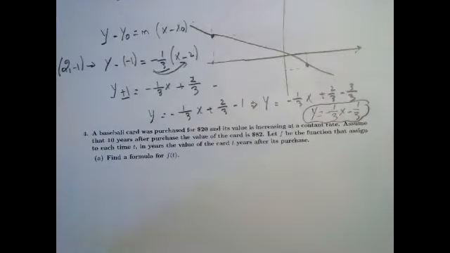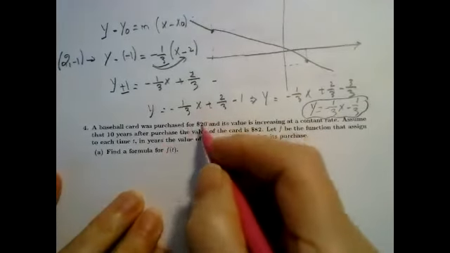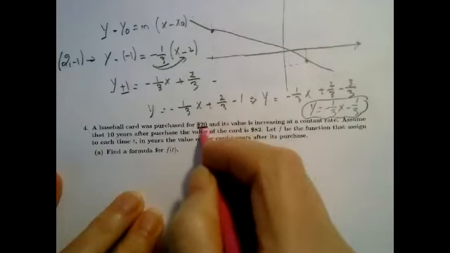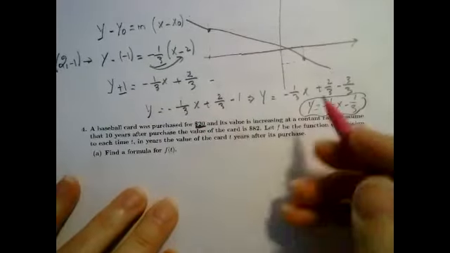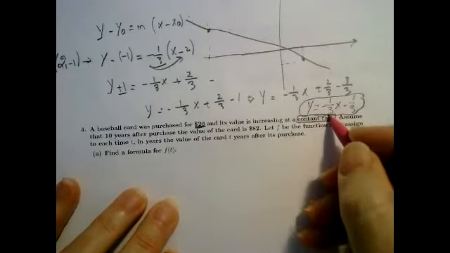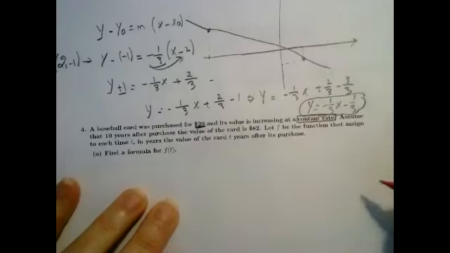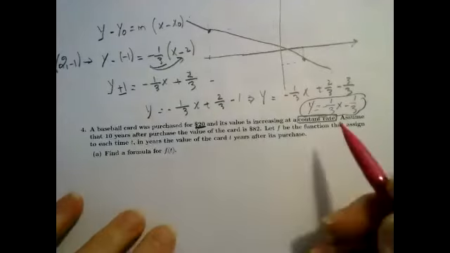When I gave it, I was not planning a hard problem at all. That was not on my mind. I thought it was very easy, actually. So a baseball card was purchased for $20. You buy a card and you pay $20 for it. And the value is increasing at a constant rate. Constant rate means it was increasing by the same amount every unit. It means it's a linear function.